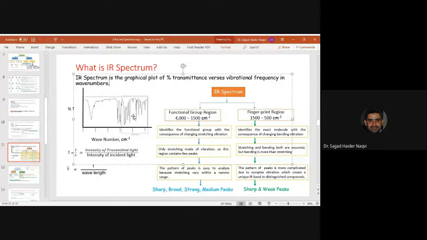Now the point is clear that an IR spectrum is a graphical representation made between percent transmittance versus wave number. And we have divided the IR spectrum into two regions, a functional group region and a fingerprint region. And we have gone through their specific roles, what we are interested in for the fingerprint region and what we are looking at for the functional group region. So at the end, we can say that the functional group region has sharp, broad, strong, and medium peaks, while the fingerprint region has sharp but weak peaks.